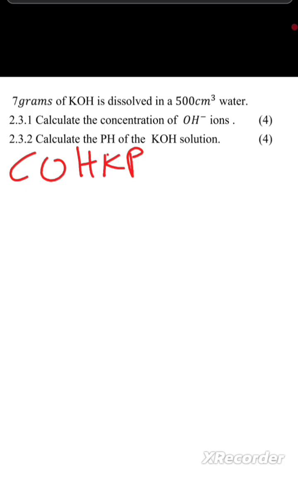Cook the base. Right, do I have concentration? That is the first question. Do I have concentration? No, I don't have. The aim is to get to the pH, right? I don't have concentration. I must calculate the concentration, okay? So I must find a way of calculating concentration. So I have to calculate concentration when I'm given what? Grams. All right. So I know that concentration is equal to mass over molar mass times V.